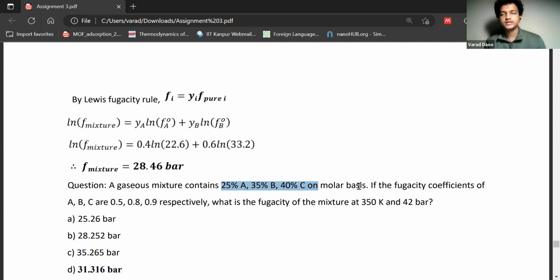So does anybody have any question on the previous question? I think everybody is clear, so let us move on to the next question then.